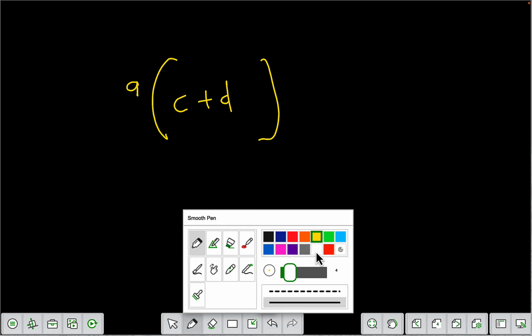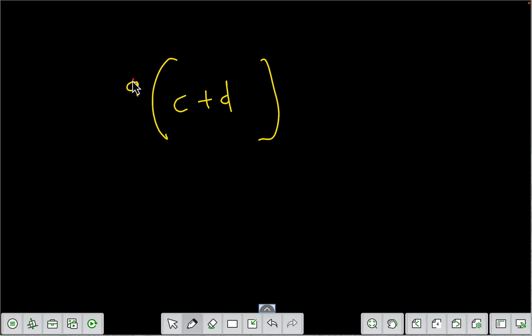So the distributive property is very simple. If I have a number outside of a parenthesis, c plus d, then I have to expand the parenthesis. I have to multiply the coefficient outside of the parenthesis by all the individual terms in the parenthesis. It doesn't matter how many terms there are.